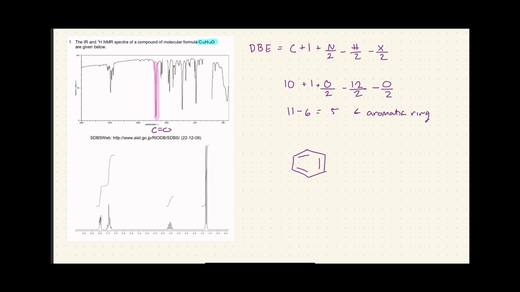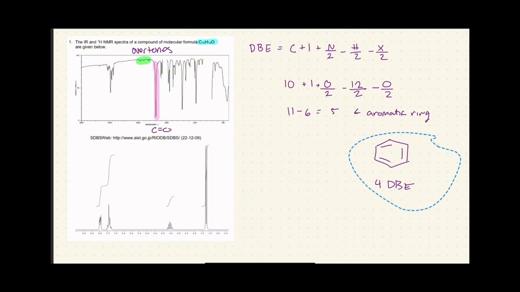Some support of the aromatic ring can come from these here. These are known as overtones, and that happens when I have a conjugated system. So I probably have some aromatic ring, but then I'm going to need one more double bond equivalent because this only takes care of 4.